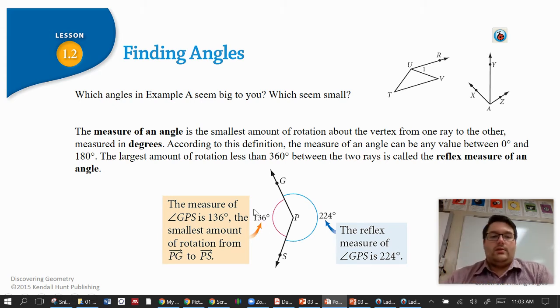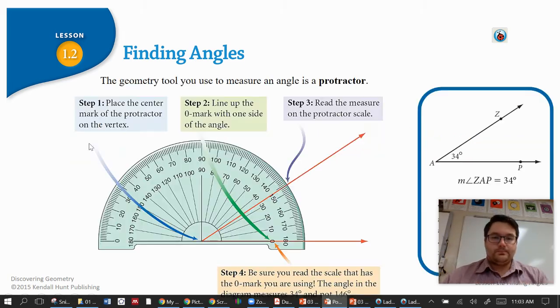When I ask for the measure, that's always going to be less than 180 degrees, because a straight line is 180 degrees. If we want to talk about the other side of this angle, from here to here, that is called the reflex measure of the angle. It's the same angle, it's just going the other way around. In geometry, we're not going to use that reflex angle very often, but in real life, of course, that might be useful to talk about turning one direction versus turning the other direction. But for us, most of the time, we're asking you for the measure of an angle, which is always going to be less than 180 degrees, using your protractor.